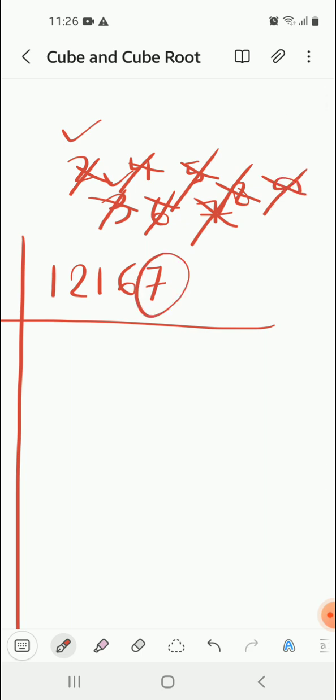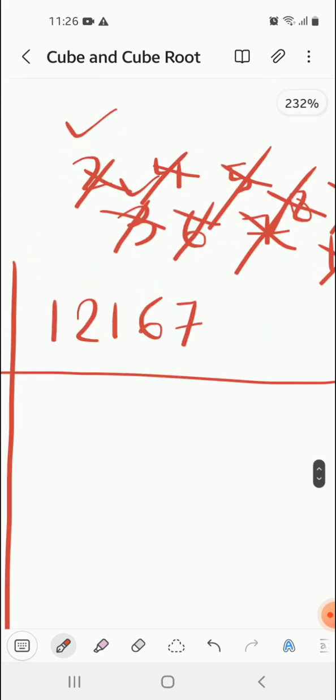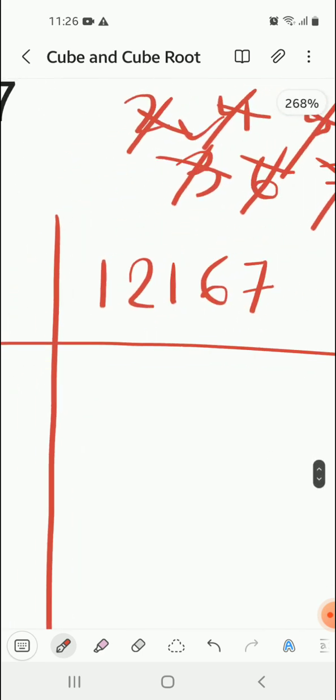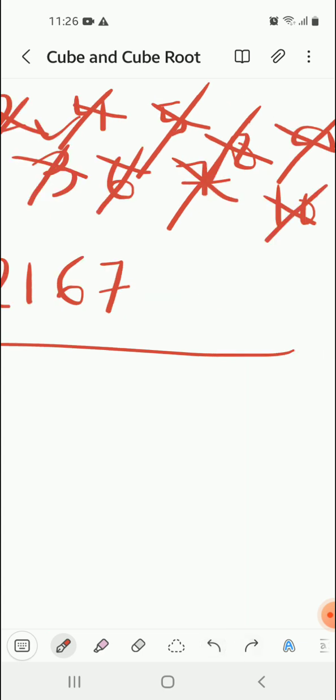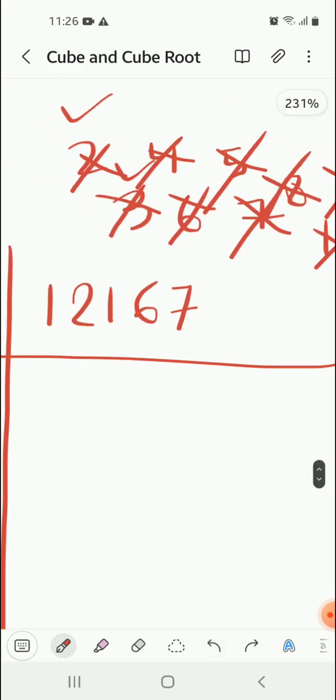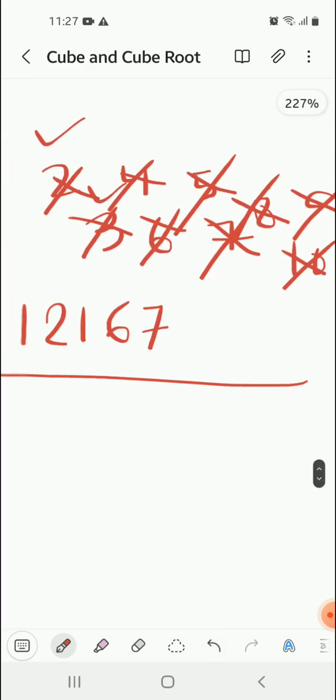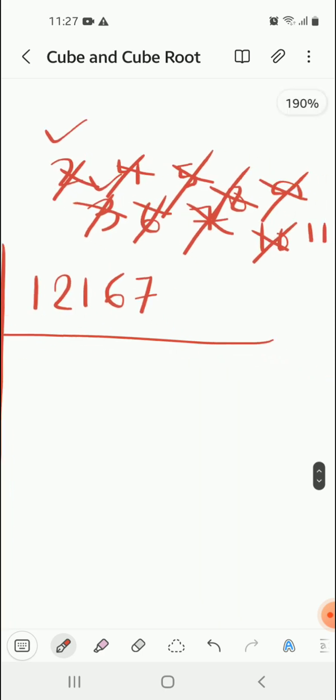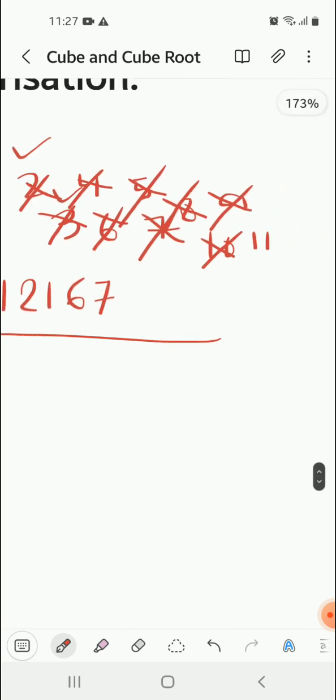It doesn't end with 0, so it doesn't come in the table of 10 as well. For 11, you have to check the digits, find the sum of the alternate digits, that is 2 and 6, that is 8, and 1 plus 1 plus 2 plus 7, that is 9. So it's not divisible by 11 as well, because the difference of the alternate sums should have been divisible by 11, so it's not. So not possible with 11 as well.